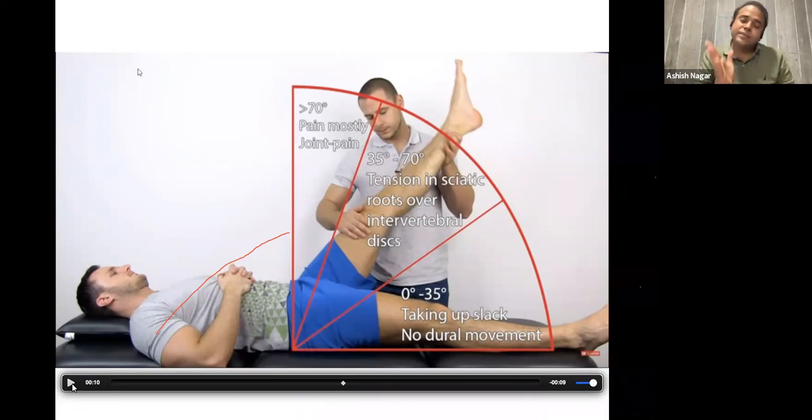What if the symptoms are appearing beyond 70 degrees? So the symptoms appearing beyond 70 degrees, which could be pain especially, the cause could be joint pain, such as facet arthropathy, SI joint involvement, or sometimes a serious condition such as a neoplasm or malignancy may also be present. So this is something you all should remember.